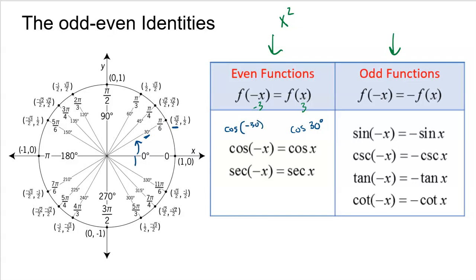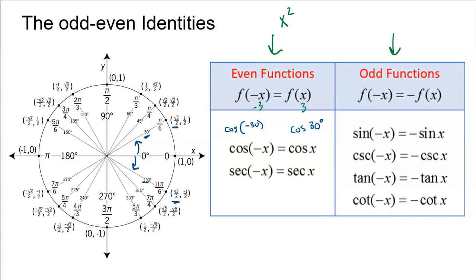Well, check this out. -30 degrees is right here. It would be coterminal to 330. -30 degrees just straight down. And guess what? Its cosine value is also radical 3 over 2. So whether you go positive 30 degrees or -30 degrees, the x value, cosine, doesn't change. It's the exact same. And since cosine and secant are reciprocals, the exact same idea would be true for secant.